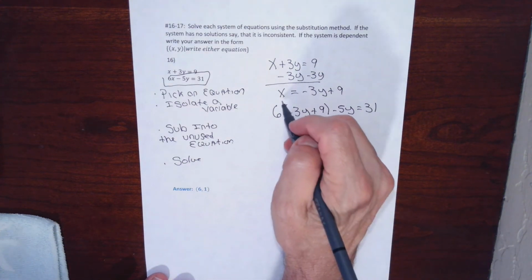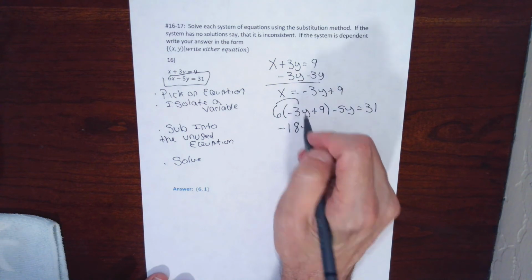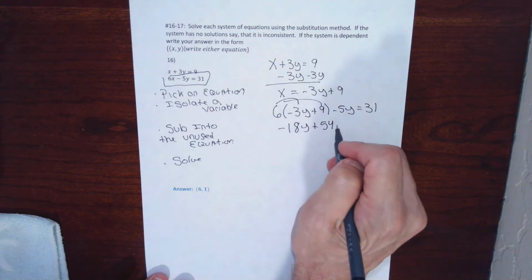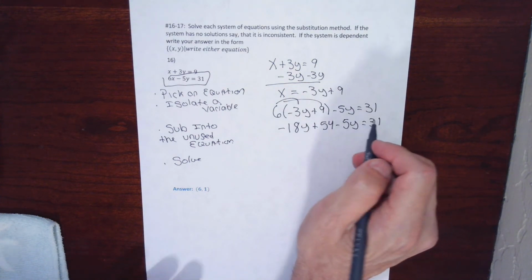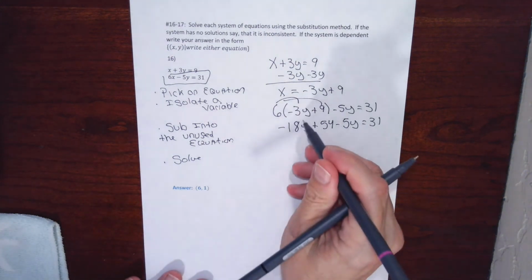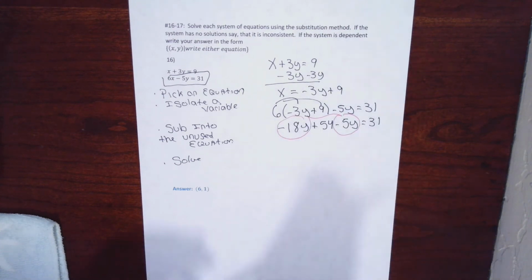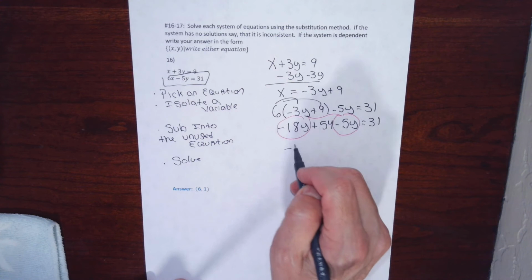Now I'm going to clear the parentheses. I'm going to go 6 times minus 3y and get minus 18y. 6 times positive 9 and get positive 54. I still have the minus 5y equals 31. On the left-hand side now, I'm going to combine like terms. The minus 18y and minus 5y are on the same side of the equation. They have the same signs in front of the y, so I'm going to add the 18 and the 5 and keep the sign negative.